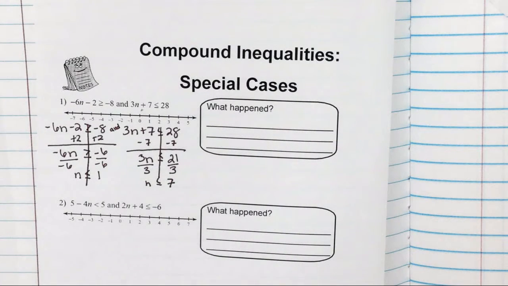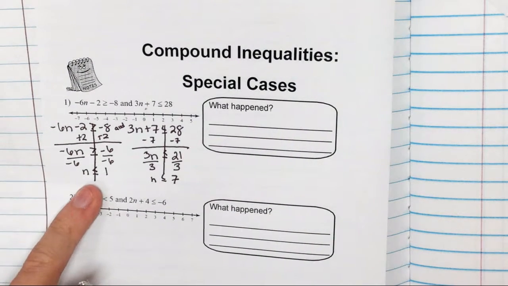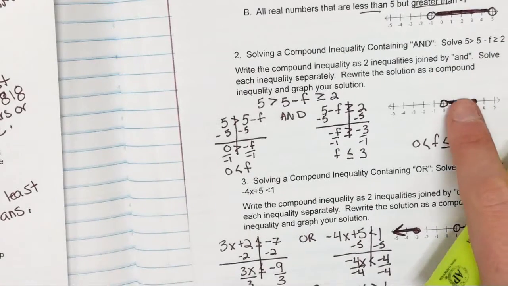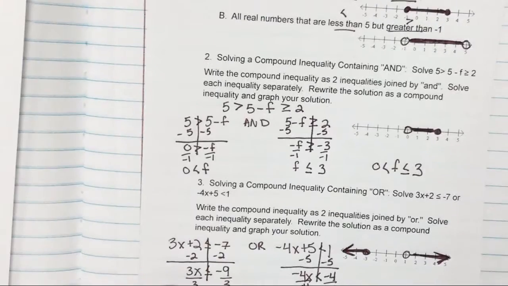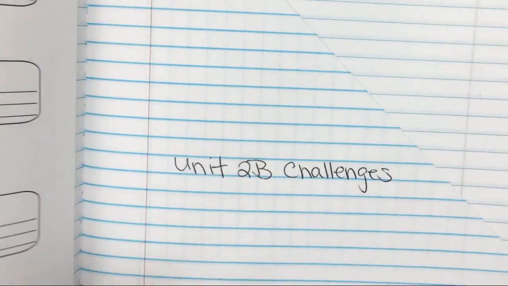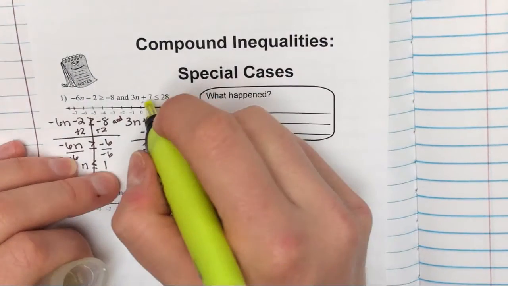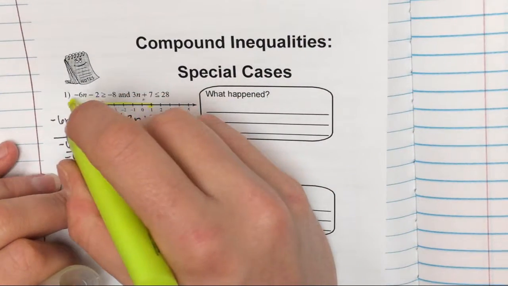Alright, so let's take a look here. I'm going to use some highlighters to illustrate this. So n is less than or equal to negative 1. Before, when we had an and statement, we ended up with a graph that looked like a little section of the number line. In this case, n is less than or equal to negative 1 is here, and it's everything in this direction.